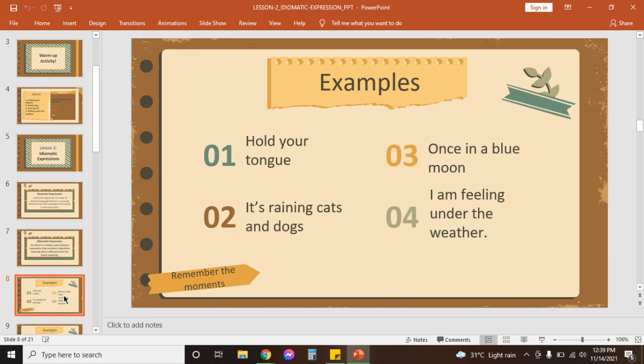An idiom is a widely... Yes, this one. Examples. Okay, let's proceed to our examples. This one we can test if you really understood our lesson. These are just examples. Okay, moving on. Let's proceed. Number one, hold your tongue. What do you think is the meaning of hold your tongue?